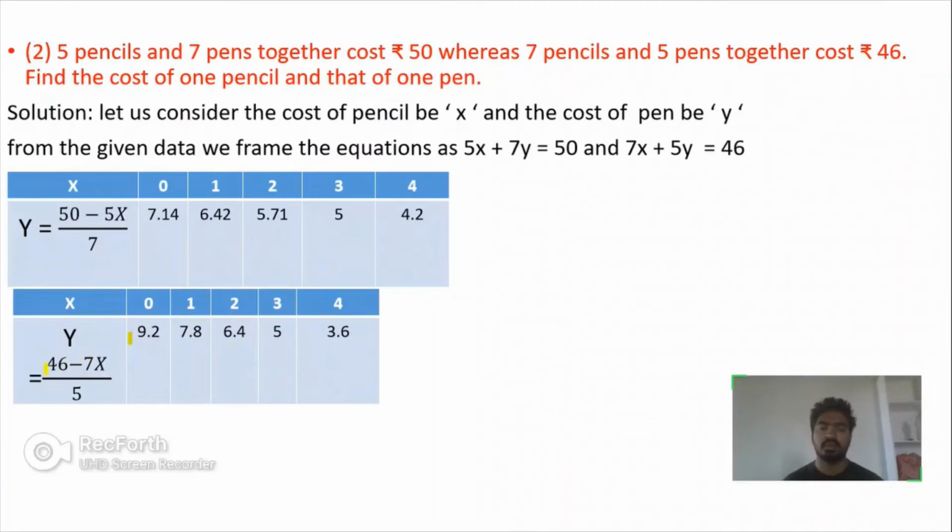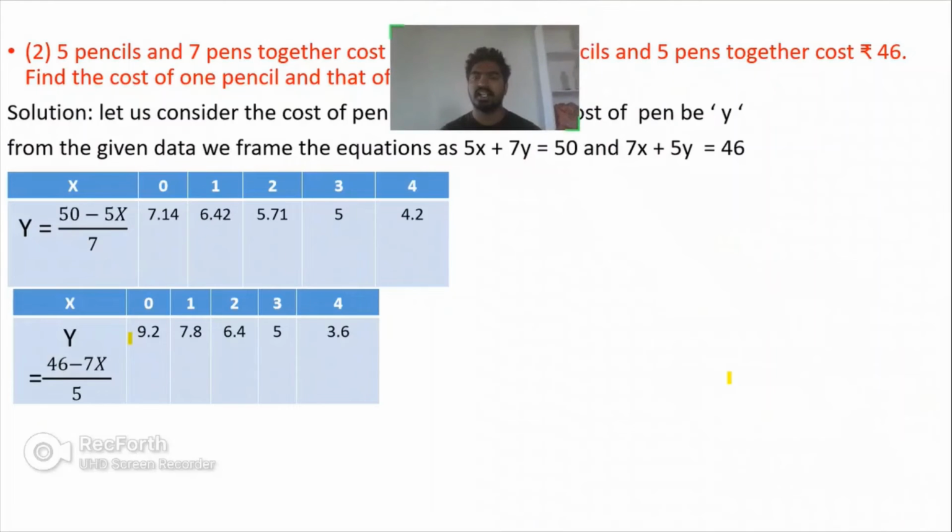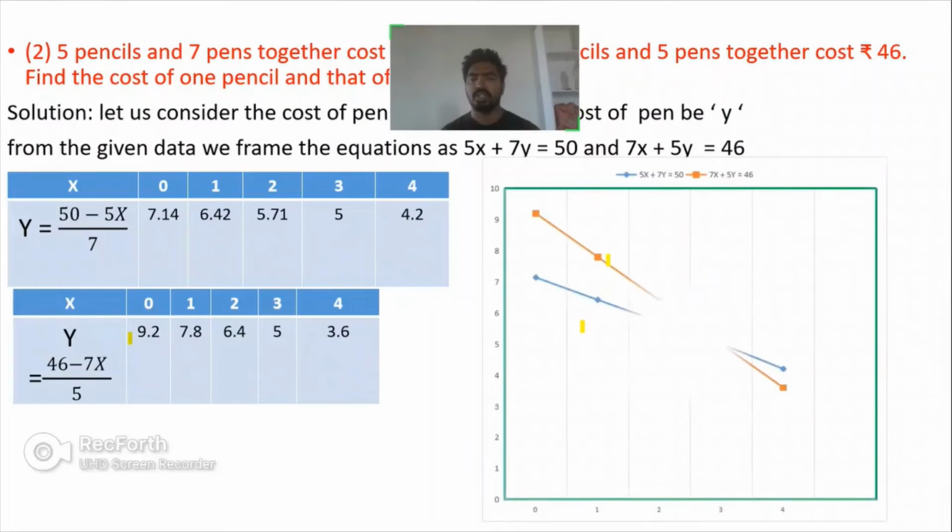If I take x is equal to 2, then the corresponding value of y is 6.4. If I take x is equal to 3, then the corresponding value of y is 5. Similarly, if I take x value as 4, then the corresponding value of y is 3.6. So now we have obtained points for each equation individually. Now it's time to plot all the points belonging to the two equations into a single graph in order to see the resultant graphical representation for the given two statements, right?